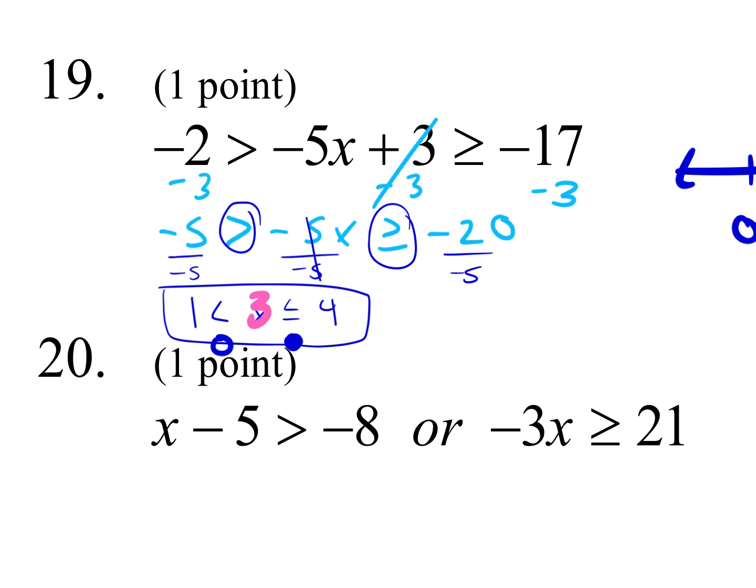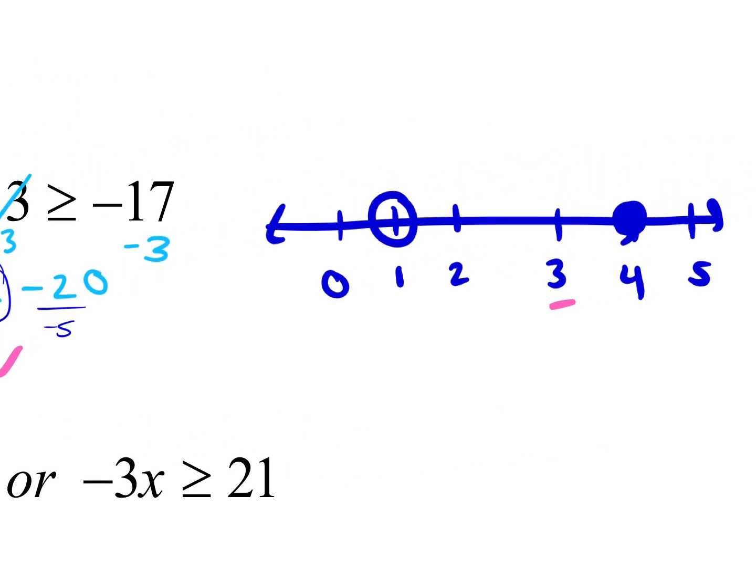Is 1 less than 3? Yes. And is 3 less than or equal to 4? Yeah, so this is true. So since 3 works and 3 is in between, I'm going to shade in between. So this is what our graph should look like.